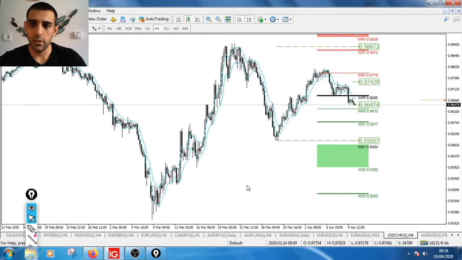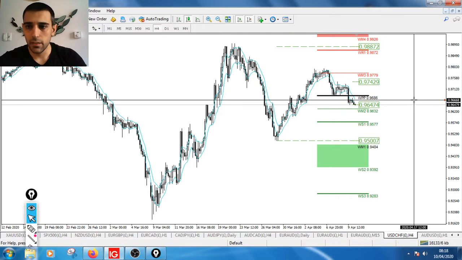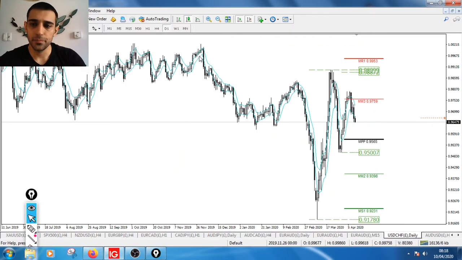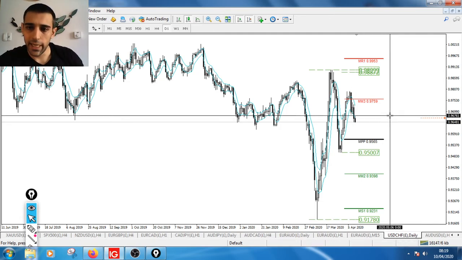We go here. Okay, this got so close. So USD against Swiss franc, starting from the daily time frames. It's making its way down pretty well.